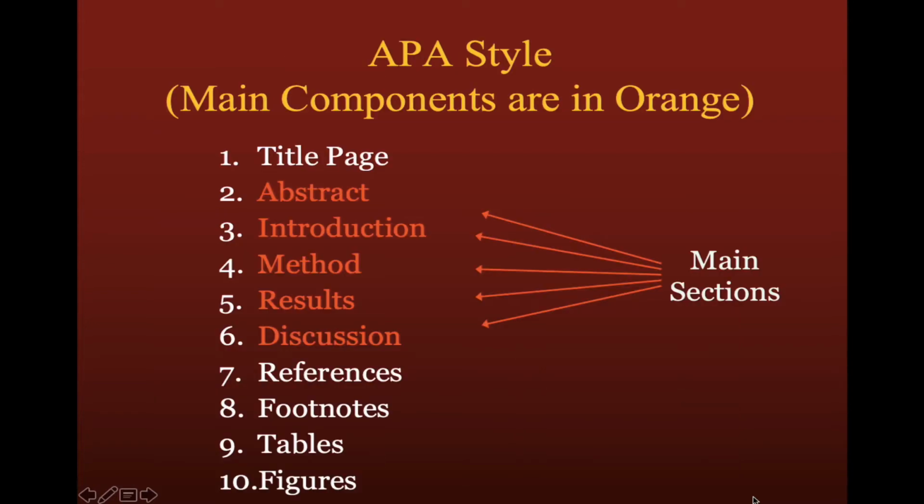Now, there are 10 components of an APA style paper. I'm going to focus my energy mainly on the ones in orange, so the abstract, intro, methods, results, and discussion. But you should familiarize yourself with all 10 components and be able to put them in order.